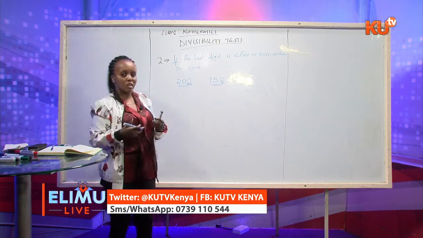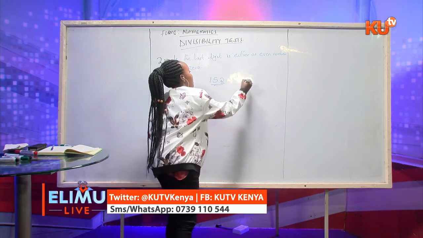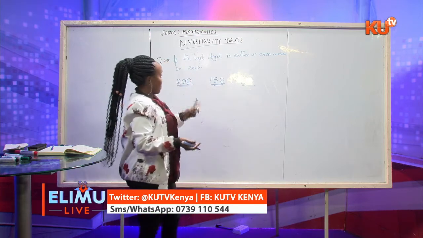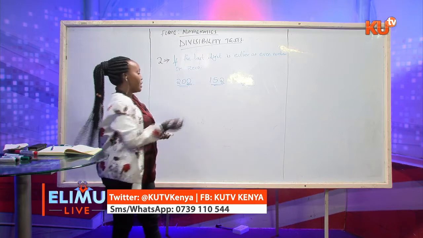We can give also so many other examples. Other examples maybe like 68. This is also an even number. This number is also divisible by 2 since the last digit is an even number.